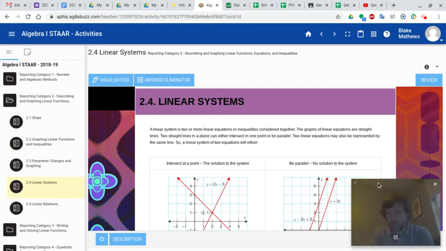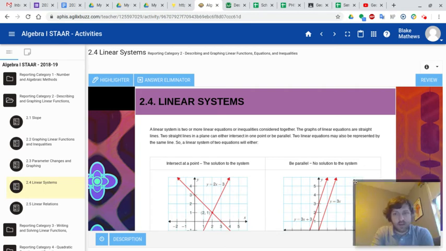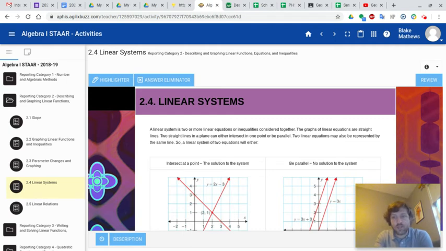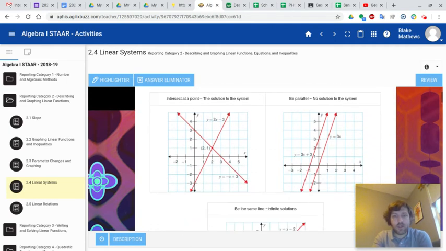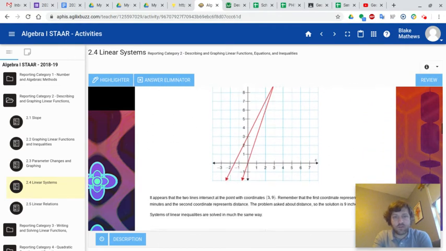So we are continuing on with stuff to do with linear functions. And this lesson is all about linear systems, which we did in class. I think unit 4 it was. This is where we're looking at two lines or two graphs and determining their solution, which is the place where those lines cross. And so for most of these, it's pretty straightforward.